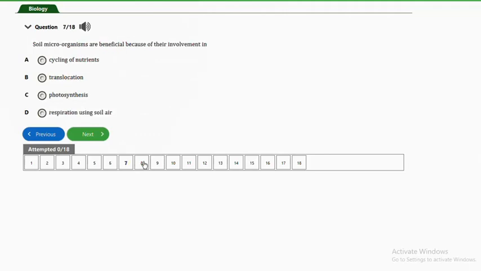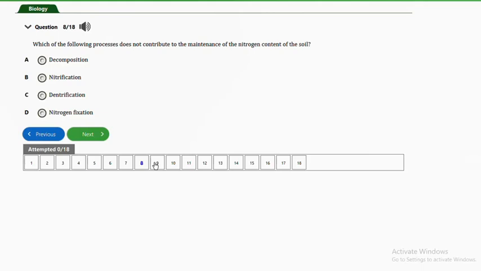So guys, the next question, question number 7 says, soil microorganisms are beneficial because of their involvement in A, cycling of nutrients, B, translocation, C, photosynthesis, D, respiration using soil air. So guys, the answer to this question is option A, and that's cycling of nutrients. Soil microorganisms are beneficial because of their involvement in cycling of nutrients. So let's look at the next question. The question, that's question number 8.